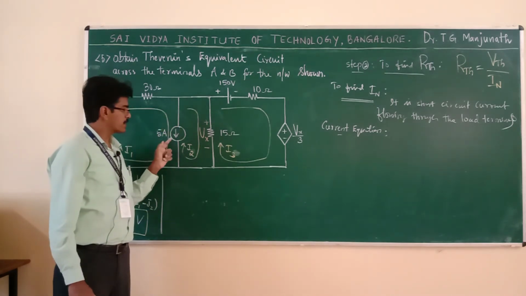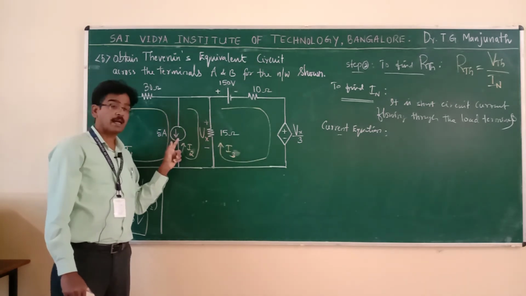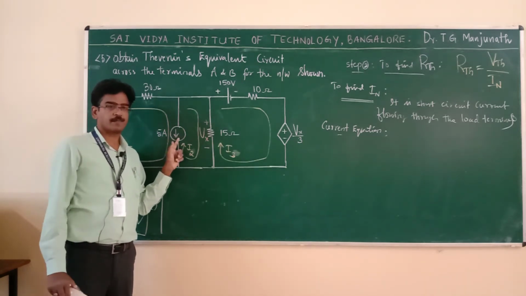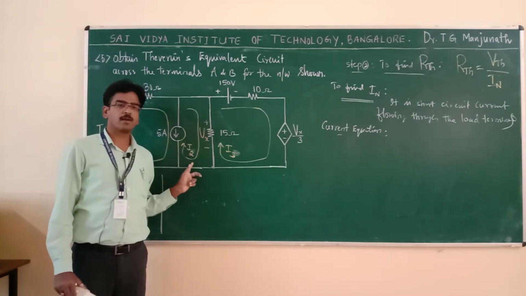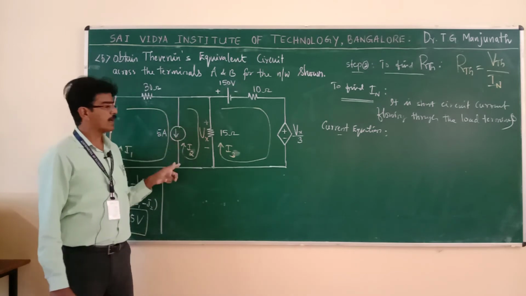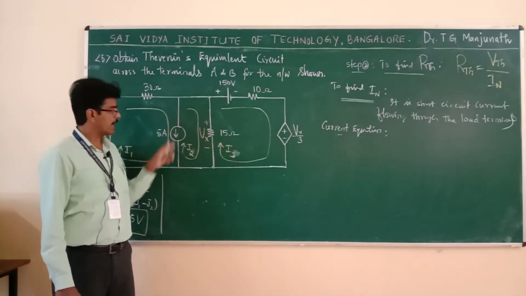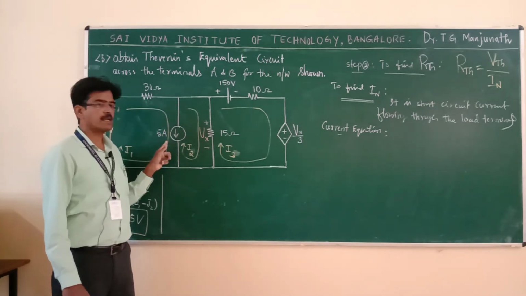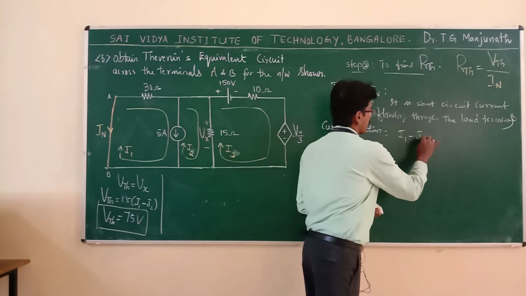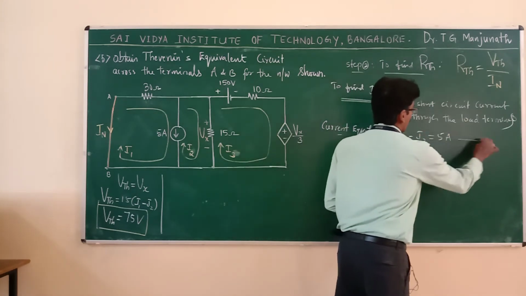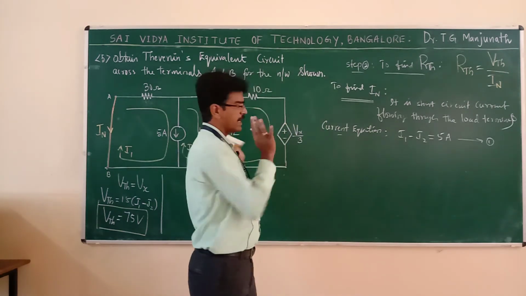So, why I1 minus I2? Because the direction of loop current I1 is matching with source current direction. Hence, that current will be taken as positive, the opposite current will be taken as negative. Therefore, I can write a current equation for this current source, which is given by I1 minus I2 is equal to 5 ampere. Let this be equation 1.